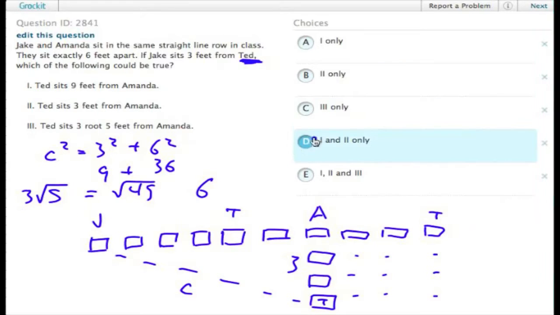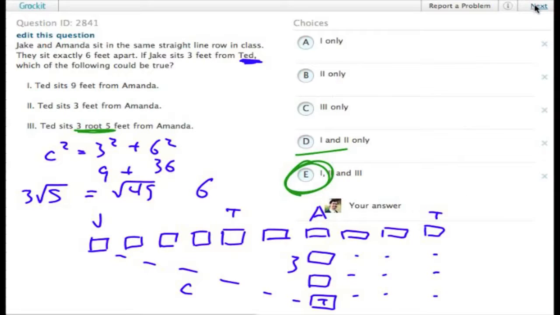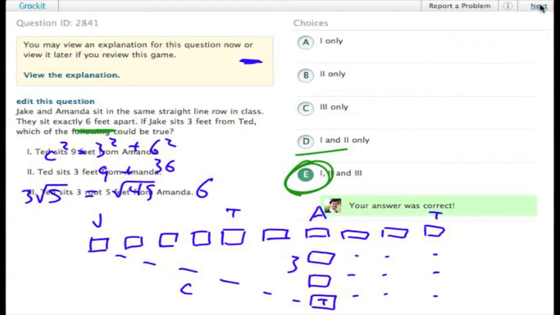So a lot of people are going to choose D here, but the fact that they have this kind of weird value here for 3 that includes a square root might clue you into the fact that Ted does not necessarily lie on the same straight line between Jake and Amanda. So 1, 2, and 3 could all be correct, and E is our correct response here. Let's go ahead and confirm that. And we're good. Very tricky question.